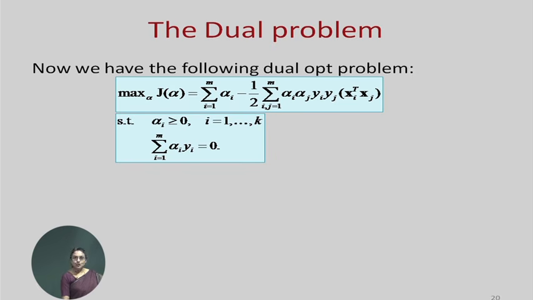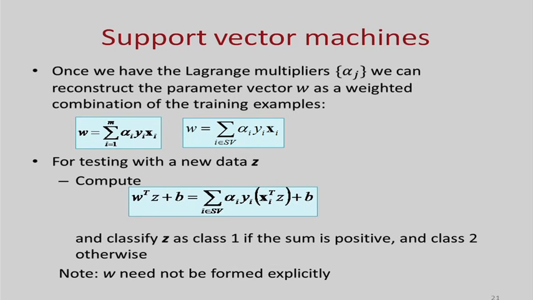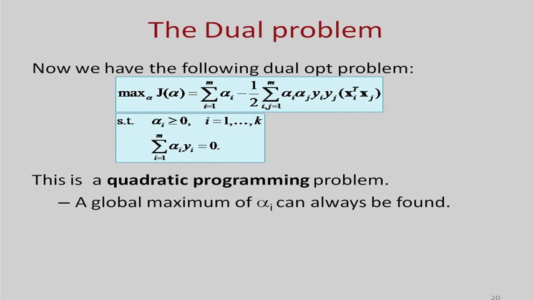This is the dual problem, which is a quadratic programming problem, and from this quadratic programming problem, we can solve and find the global maximum value of alpha I. We can find out the values of alpha I by solving this quadratic programming problem, and this is much easier to solve than the primal formulation. This is much simpler because the constraints are simpler, and we will see it has certain nice properties.